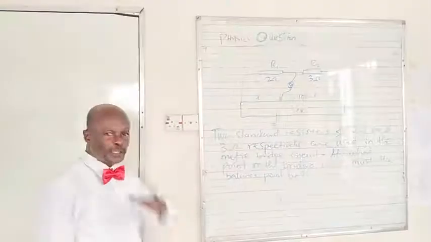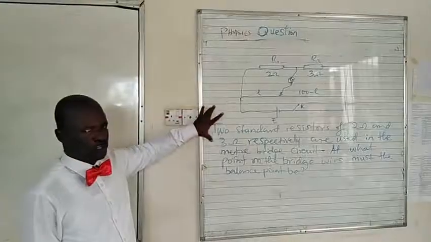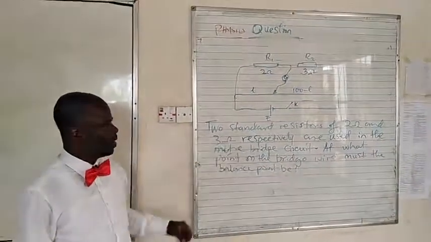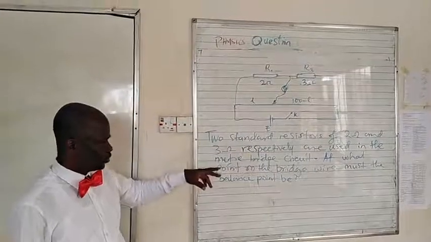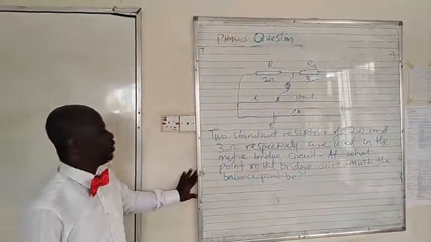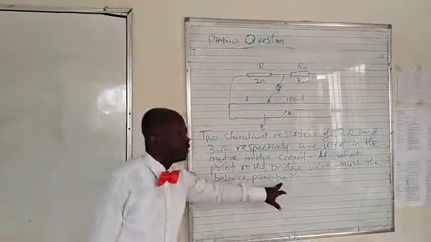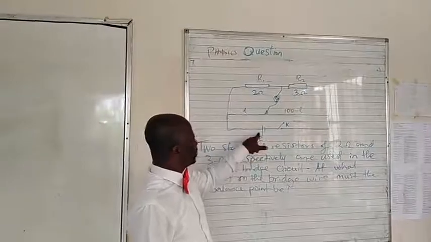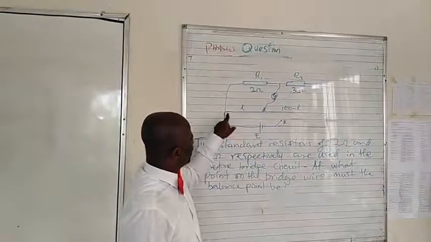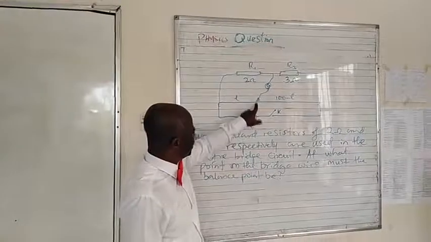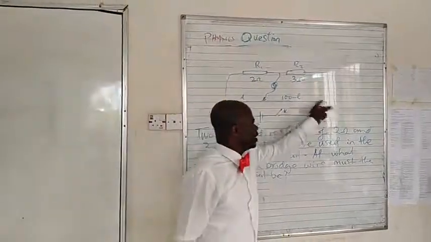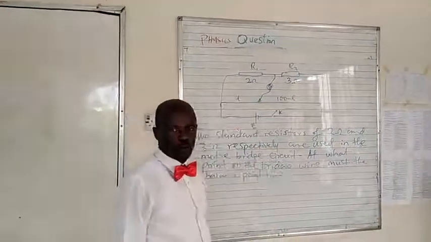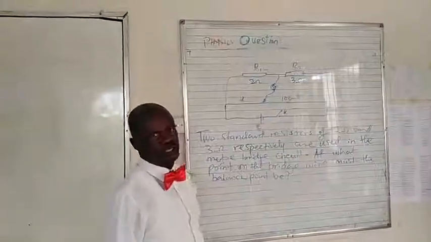Thank you. And this is another practical application of the potentiometer. Two standard resistors of 2 ohms and 3 ohms respectively are used in a meter bridge circuit. At what point on the bridge wire must the balance point be? Now what that means is that we have two resistors in this arrangement with a driving cell of electromotive force E, and the length from this place to this place is L. Since the whole length is 1 meter, this side will give you 100 minus L to give a total length of 1 meter, which is equivalent to 100 centimeters.